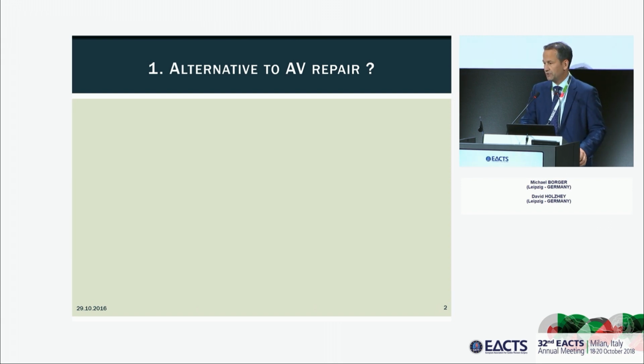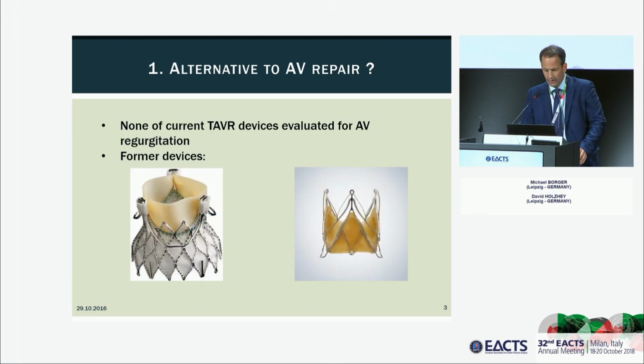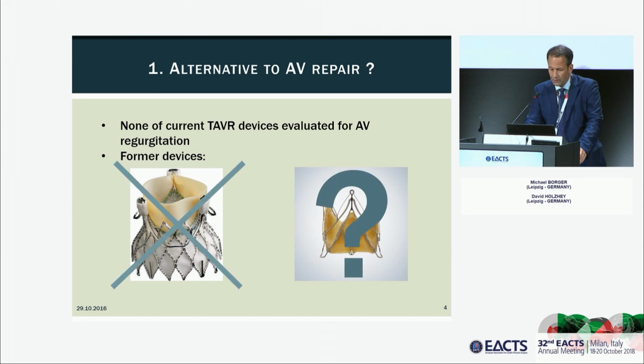Is TAVI an alternative to aortic valve repair? Well, I would say only in very, very select situations. One of the big problems right now is that there are currently no appropriate TAVR devices for pure aortic regurgitation. Previously, we had the Medtronic Engager valve and the Jena valve. Unfortunately, the Engager valve was completely pulled from the market, and the Jena valve has been temporarily halted, although we always hear rumors that it's going to be released again sometime soon.